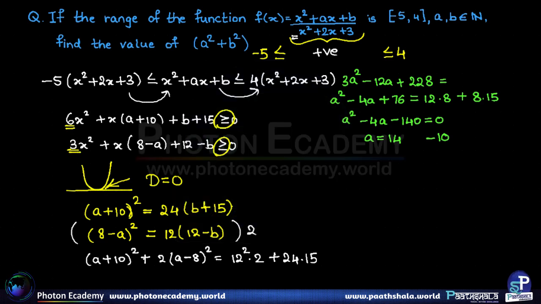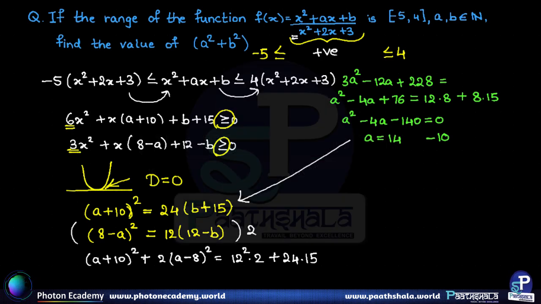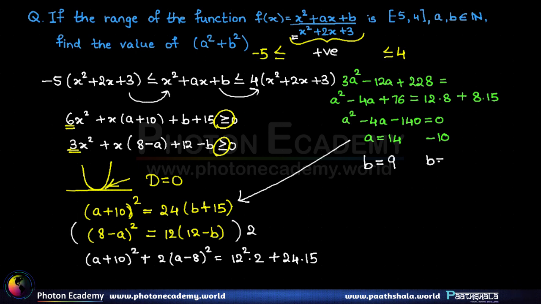Now to find out the values of b, let us substitute the values of a in these equations. Any one of them will do. So when we substitute a is equal to 14 in the first equation, we will get b is equal to 9, and substituting a is equal to minus 10 in the first equation, we will get b is equal to minus 15. So those are our answers.